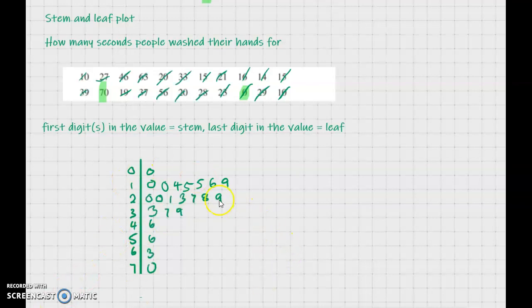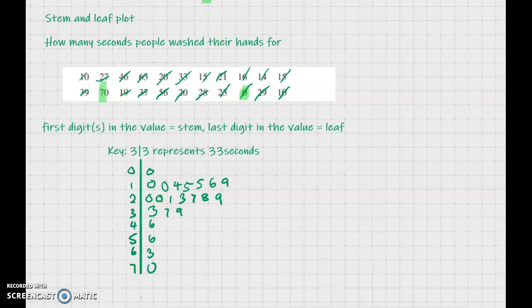Okay, once you've got it all done, what you need to do is quickly check that you have all your data points by making sure that the number of leaves is the same as the number of values up here. There's 22 values, so I should have 22 leaves. Okay, so once you've checked that, then make sure you do your key. So you just pick a number, write it as 3|3 represents 33 seconds. Of course, that's very important because it tells your reader how to read the stem and leaf plot that you've just created.